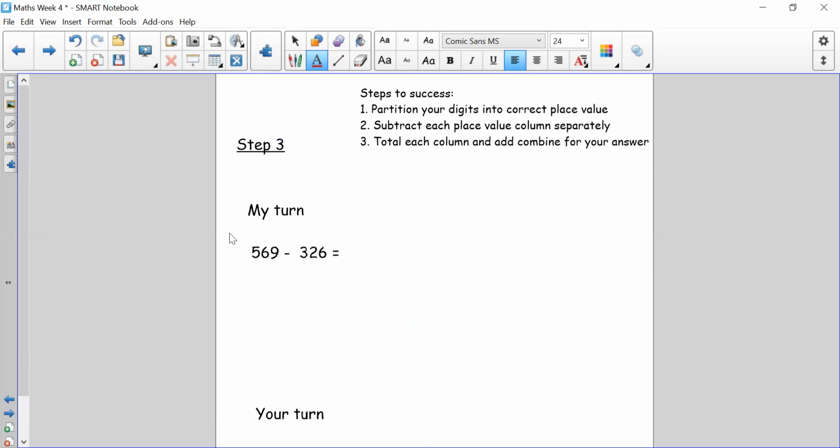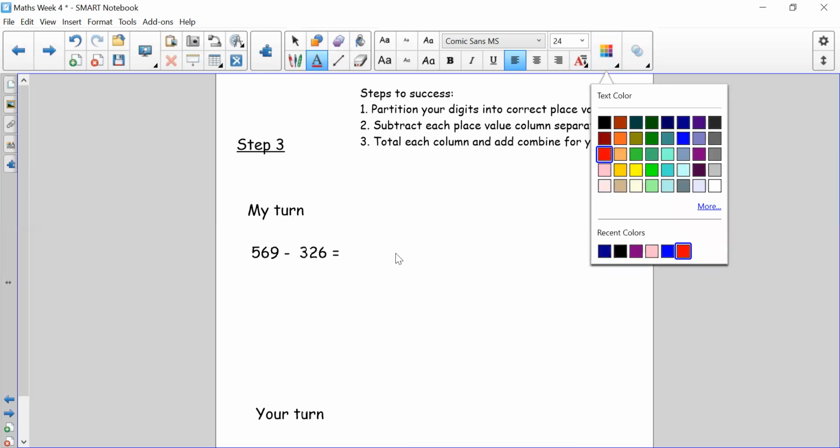Now, for step 3, I said we were going to subtract 3 digits from 3 digits. The steps still stay the same. We still need to partition our digits, and then we're going to subtract each place value separately. So let's start with our first number. We always start with the biggest number when we subtract. We have 569 take away 326. How are we going to partition 569?